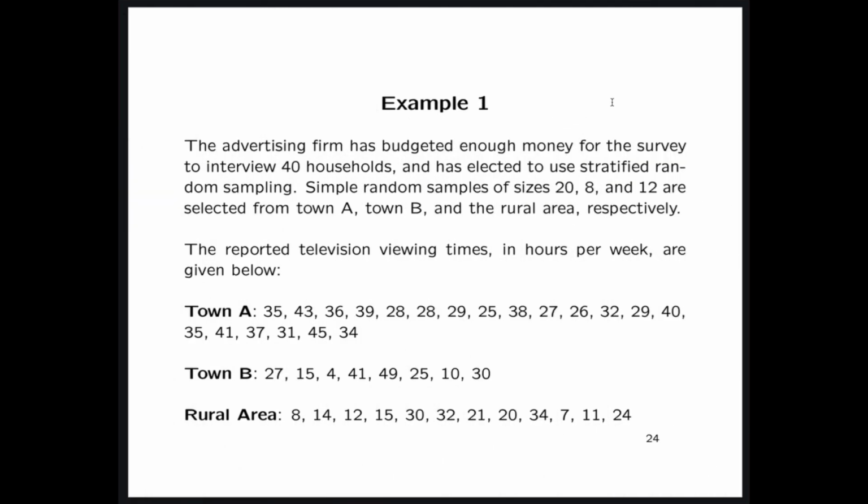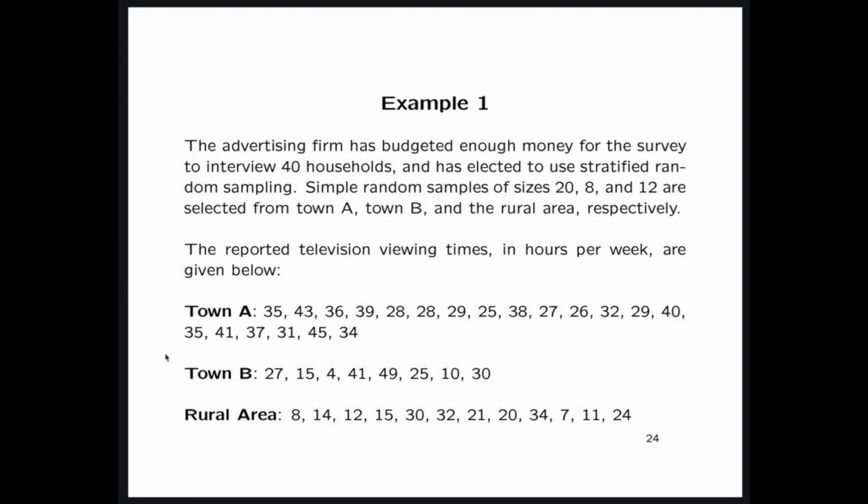The advertising firm has budgeted enough money for the survey to interview 40 households and has selected to use stratified random sampling. To do this, simple random samples of size 20, 8, and 12 are selected from Town A, Town B, and the rural area, respectively. The reported television viewing times in hours per week are given below. We have the number of hours spent watching television per week for Town A given here, for Town B given here, and in the rural area given here. So this is the raw data for our analysis.